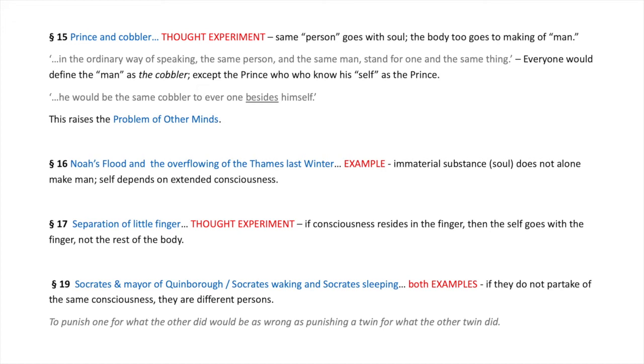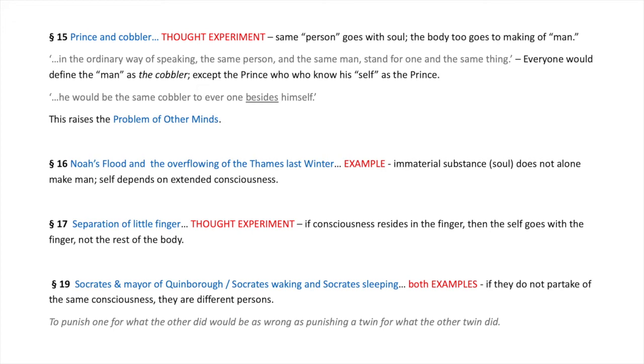The body, even though the same person goes with the soul, the body too goes to making of the man, particularly in the ordinary way of speaking. So when the soul of the prince goes into the cobbler, the person of the prince goes to the cobbler, but the man of the cobbler remains, and in the ordinary way of speaking, according to people who see the cobbler, they will still refer to him as the cobbler. We'll look at that in a little bit more detail in a second.